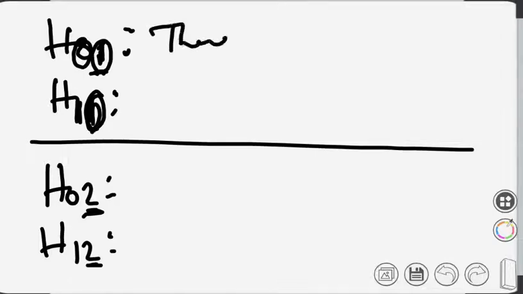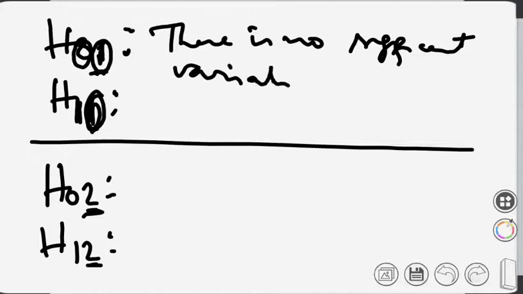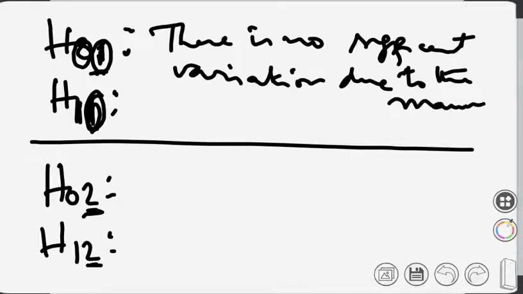There is no significant variation due to the manures, because your row is manures, right? Yes, sir. What is the synonym for manure? I think... can't remember. Pesticide or something. Fertilizer. Fertilizer, right. I was looking for that particular word. So there is no significant variation due to the fertilizers or due to the manures.